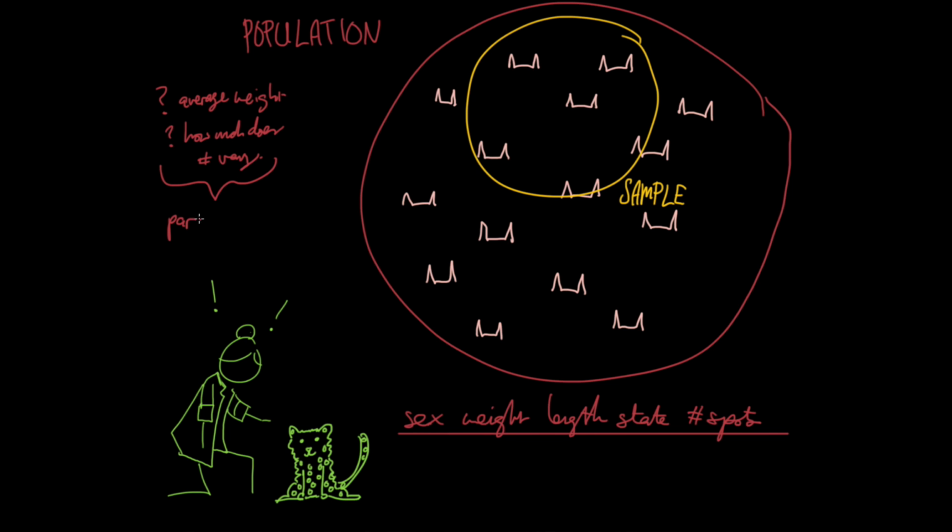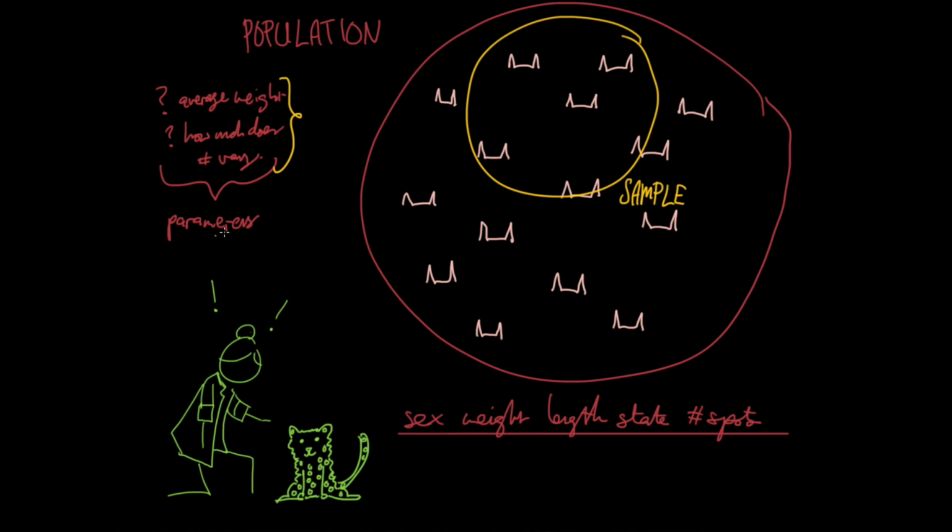And so for a population, we have parameters. However, we don't know these parameters. We want to find out about them, but we don't have every single last cat, and so we can't compute the average weight for the whole population. We can't compute how much the number of spots varies. We only have information about our sample, and so we can compute these things for our sample.